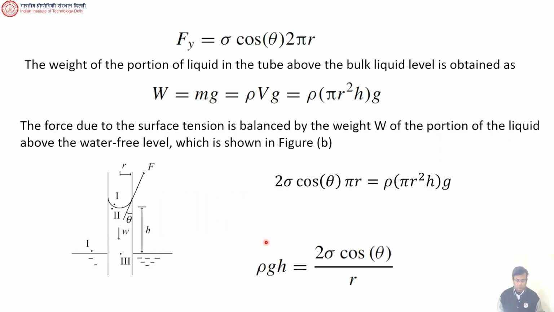Let's see whether you understand this or not. So Fy will be sigma times 2 pi r times cos theta. This theta is what we are calling the contact angle, right? So this is all right.